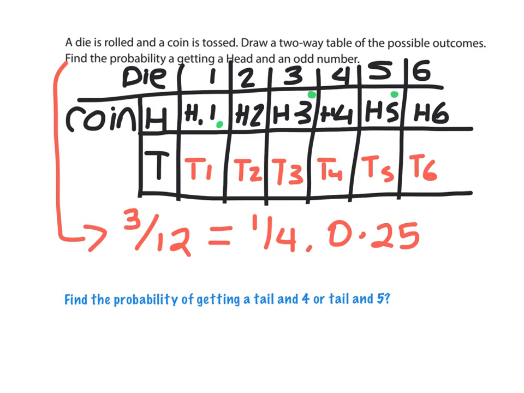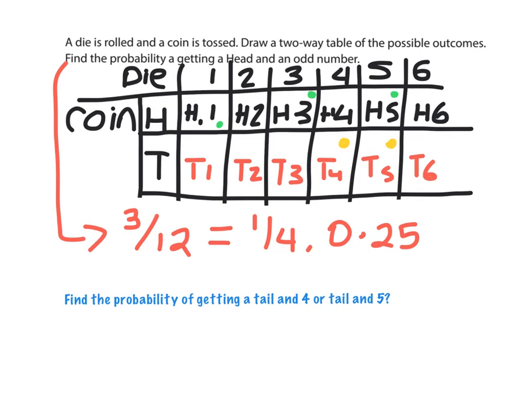Head 1, no. Head 2, no. Head 3, no. Head 4, no. Head 5, no. Head 6, no. Tail 1, no. Tail 2, no. Tail 3, no. Tail 4, yeah. Tail 5, yeah. Tail 6, no. So tail 4 or tail 5 happens twice.